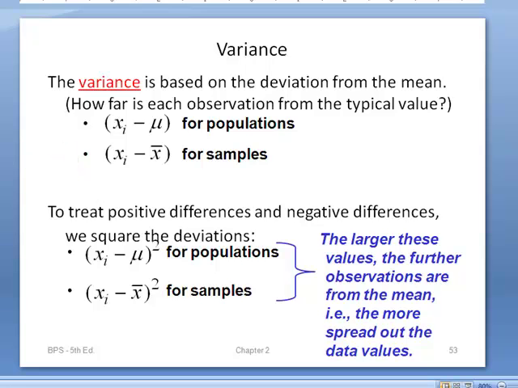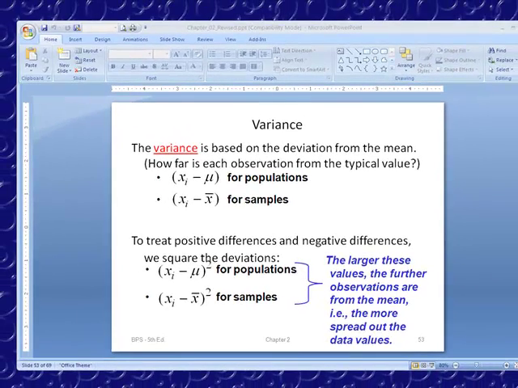Now the problem is, since our mean is that arithmetic middle point, that fulcrum, so to speak, we have as many values to the right of the mean as there are to the left. So if we do this, Xi minus mu, or Xi minus X bar, and we add them all up together, we're going to get 0.